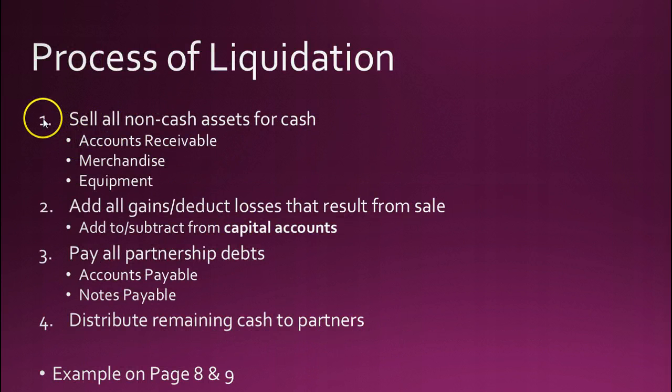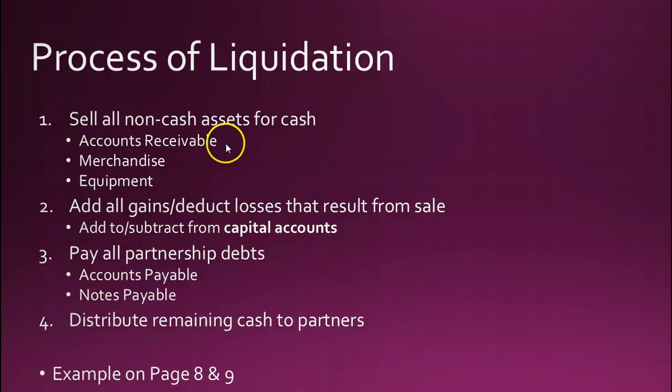Process of liquidation. So again, first step is we're going to sell all of our non-cash assets for cash. So this would be our accounts receivable, our merchandise, our equipment, all of our asset accounts other than cash is what we're going to sell. And you might be thinking, well, how do you sell accounts receivable? That's not really a tangible item.